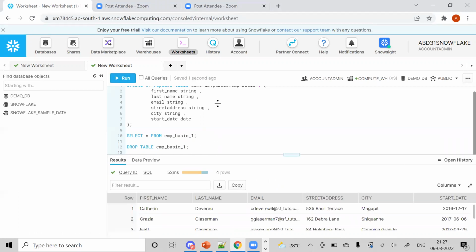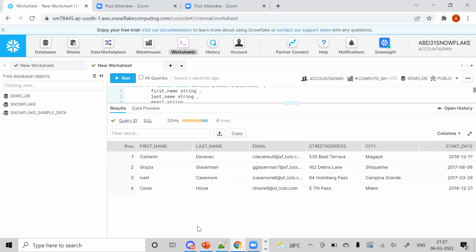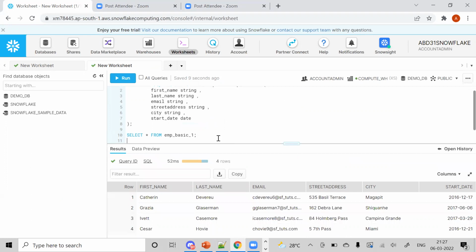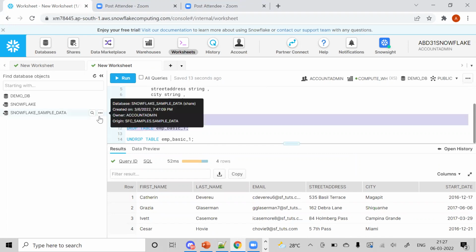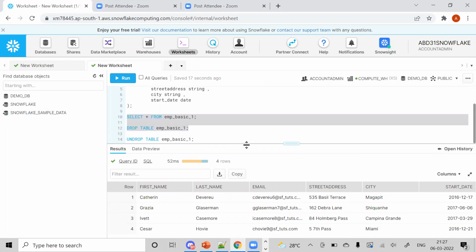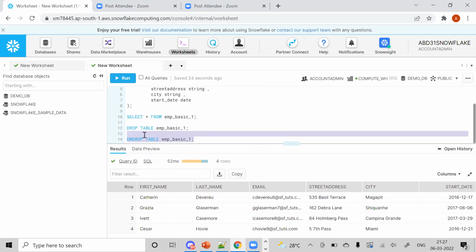And I get it back with the data. Okay. This is possible due to time travel. I have been able to restore it. But if I drop it and after 2 days, suppose my retention period is 1 day only for the time travel, after 2 days I come and do this undrop, it will not allow me because that retention period is over.